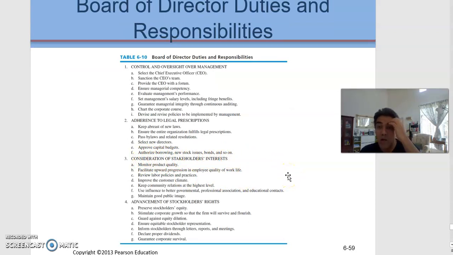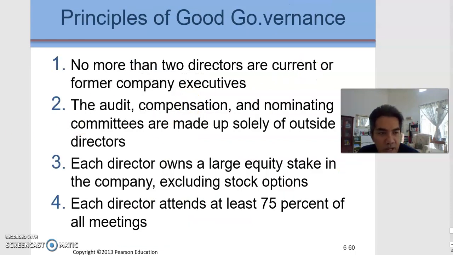to monitor product quality, facilitate upward progression in employee quality of work life, and then advancement of stockholders' rights in terms of stockholders' equity, survival, and informing stockholders through letters, reports, and meetings. So those are among the responsibilities of the board of directors. So I reckon that would be the end of the chapter. This one you can read on your own.